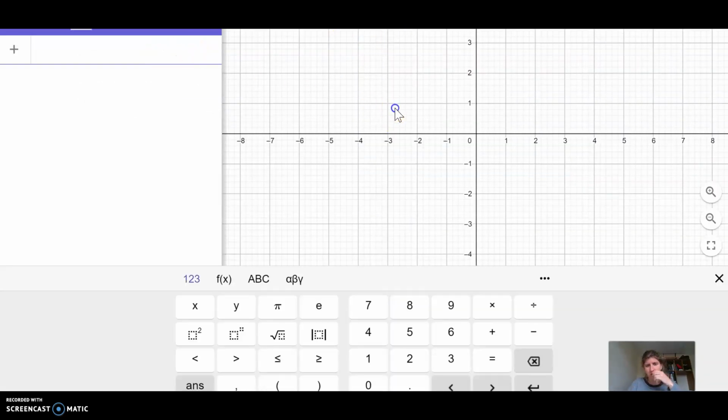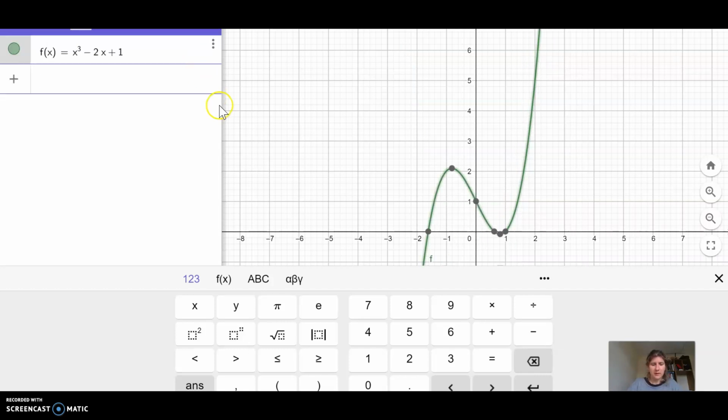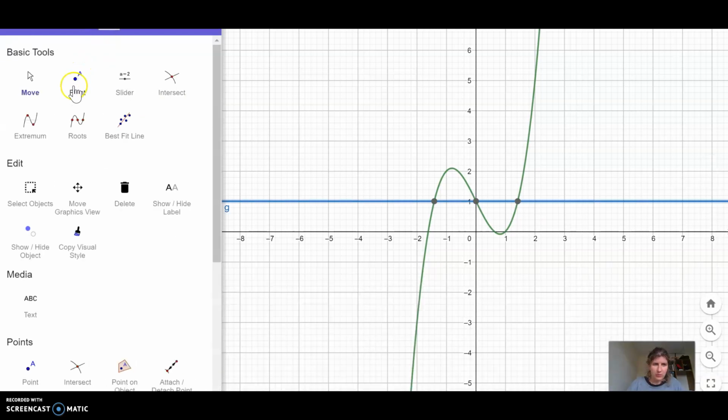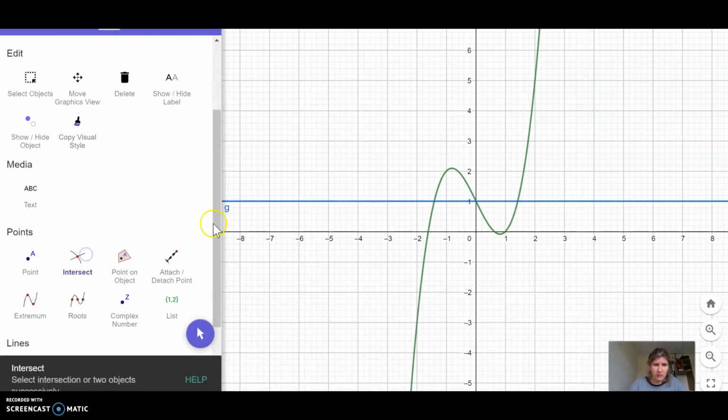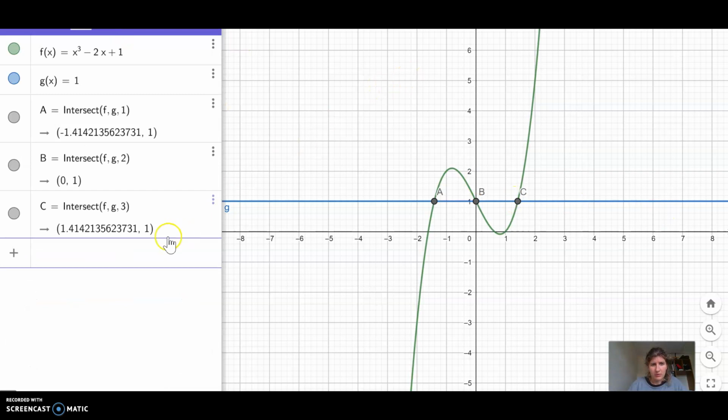If you wanted to go onto GeoGebra and just check some of this, we could input that. So it was x cubed minus 2x plus 1, and we were solving for where that's equal to 1. So g of x equals 1. Then we could look at those points of intersection. So 1 here, 1 here, and 1 here. So my points of intersection are at negative 1.4, 1.0, and about 1.4.